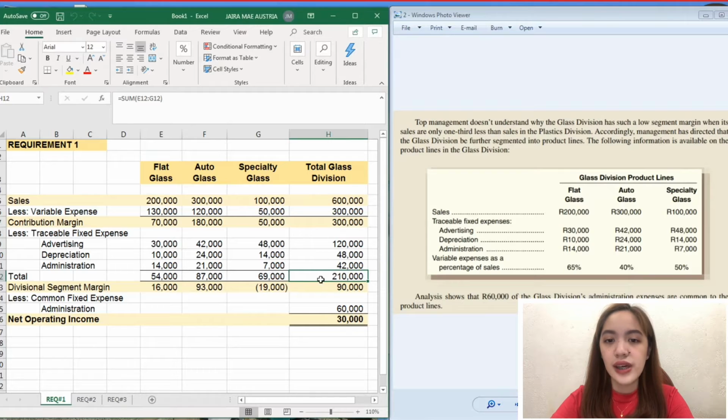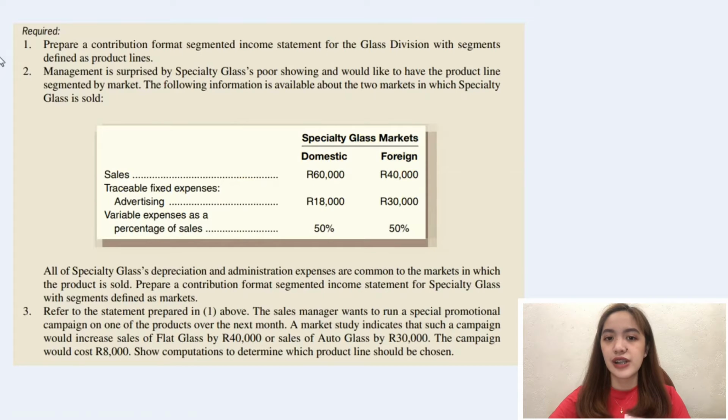210,000. We can now subtract the contribution margin and the total traceable fixed expenses for each division to get the divisional segment margin. After that, common fixed expense. So the 60,000 will be subtracted to the divisional segment margin of 90,000 to get the net operating income of 30,000.